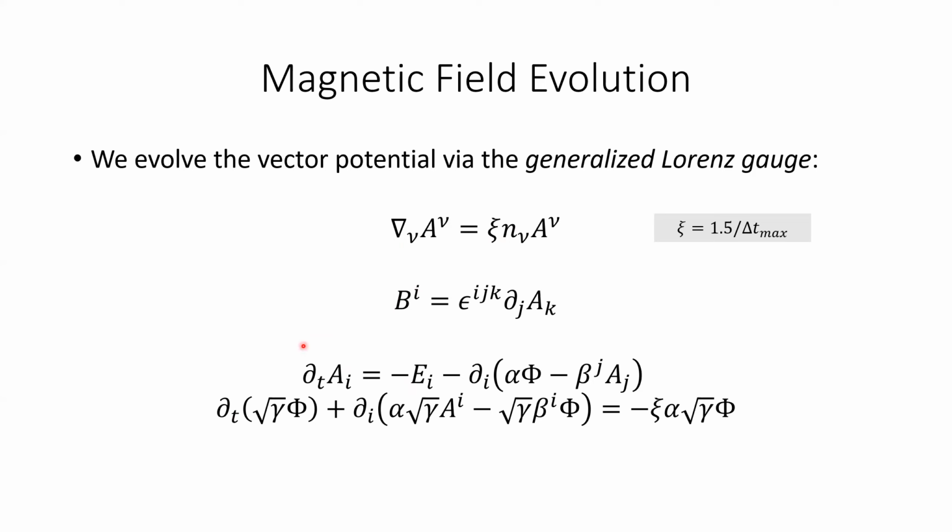Okay, so the derivative of the magnetic field with respect to time equals minus the curl of the electric field. The electric field is E. And the bottom one is the evolution for the scalar potential, phi, which comes directly from the gauge condition. Alpha is the lapse function, beta is the shift vector, and gamma is the determinant of the three-metric as usual. So these are the equations that we solve with Spritz, and these are the same equations that are also evolved in the Illinois GRMHD.